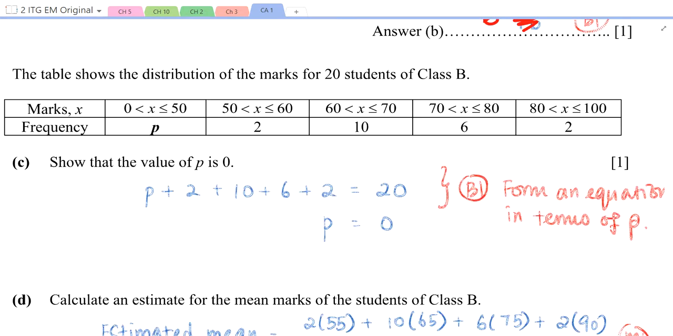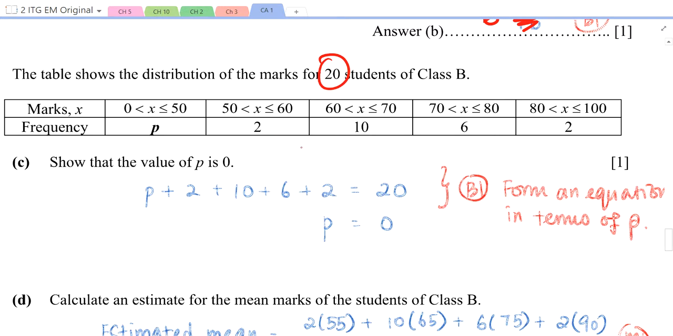Last. Class B now. 20 students again. Show that the value of P is 0. How do you show that the value of P is 0? Can we start by saying if P equals 0? No, right? They ask you to show. You're not supposed to use it.